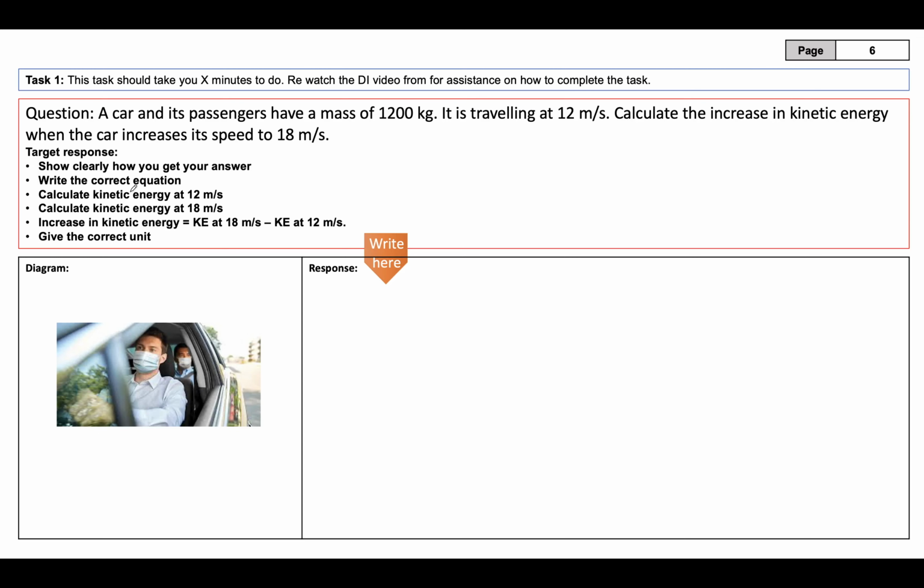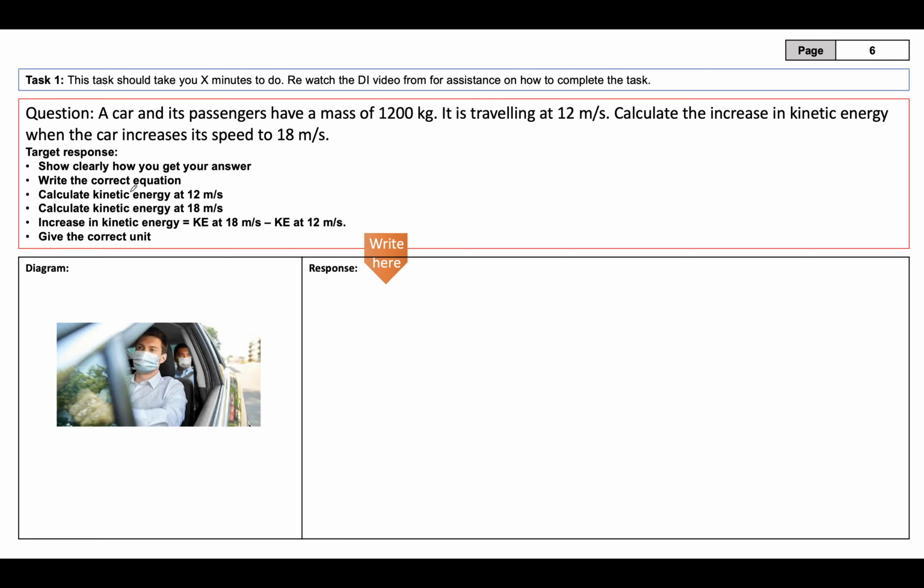And finally, so your independent practice here, it says a car and its passengers has a mass of 1,200 kilograms. It's travelling at 12 meters per second. Calculate the increase in kinetic energy when the car increases its speed to 18 meters per second. So for this, you really need to show every step of your working. Okay, I cannot state this enough. You have to show all your working.